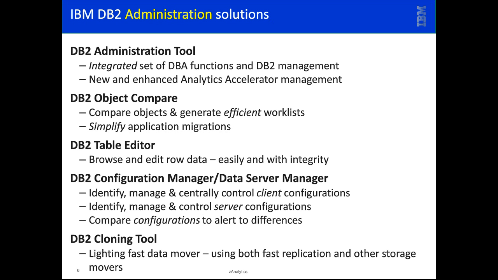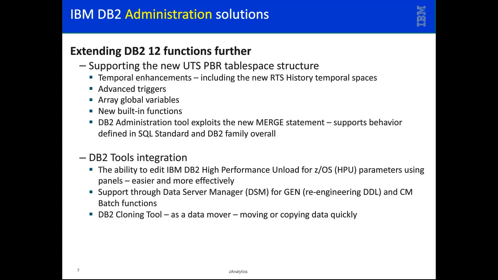On slide number 7 is a list of functions that we support even further. If we look at the new temporal enhancements, an example is the new real-time stats history, temporal spaces, which will help you manage your automation of reorgs and maintenance jobs. We also support the new UTS, PBR, RPN object type, in addition to all the list of functions that are shown here.